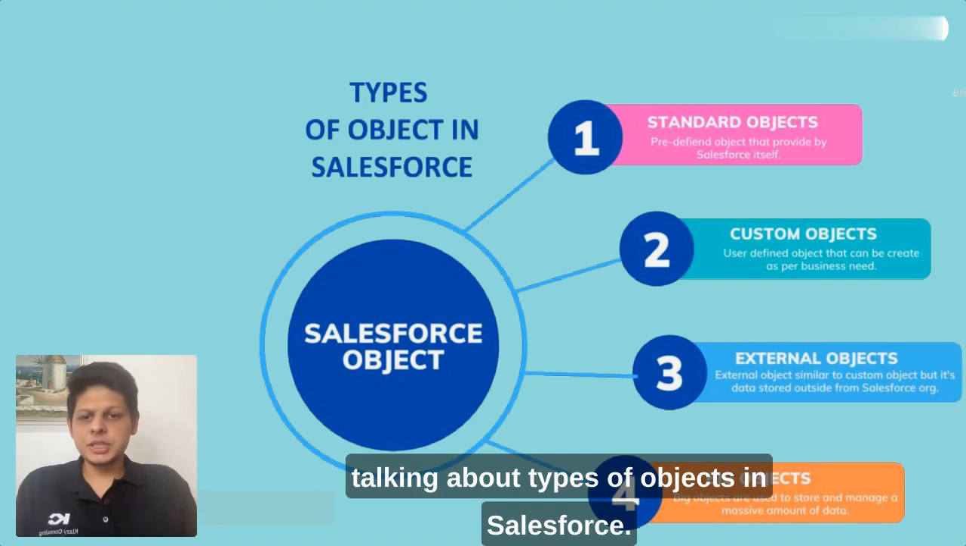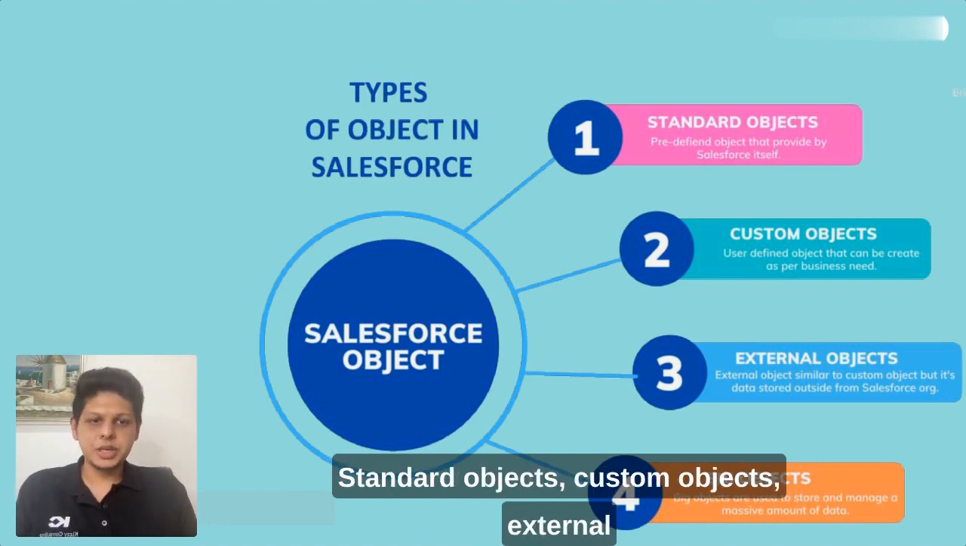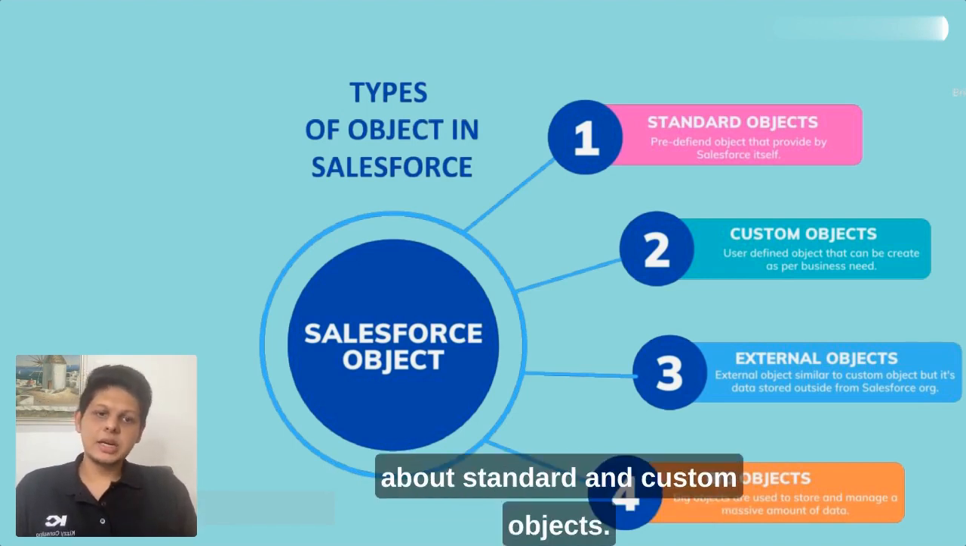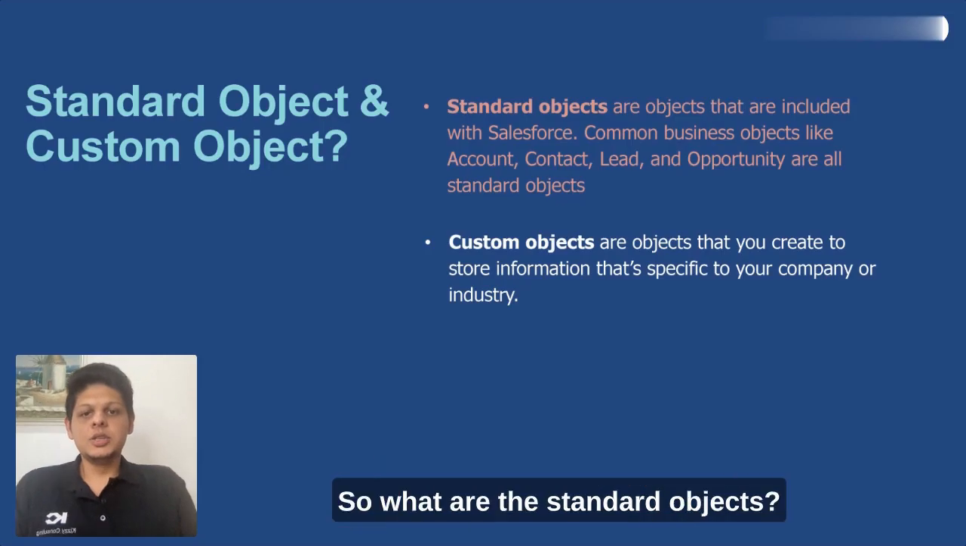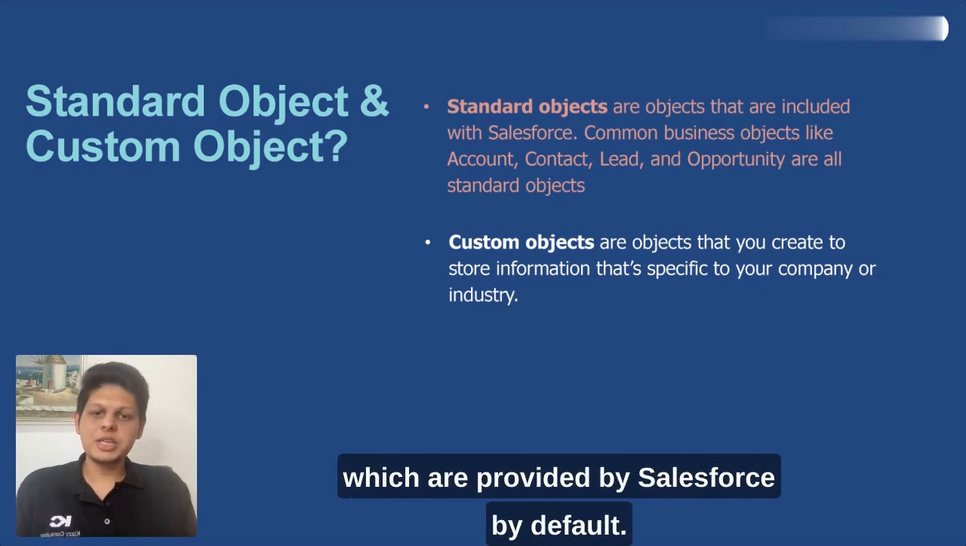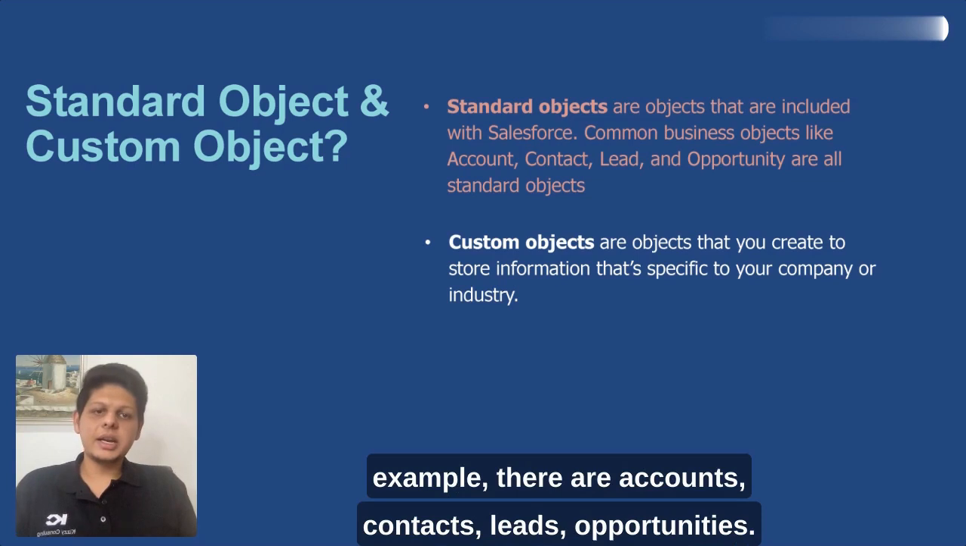Talking about types of objects in Salesforce. Salesforce has four types of objects: standard objects, custom objects, external objects, and big objects. Today we'll be talking more about standard and custom objects. So what are standard objects, right? Standard objects are objects which are provided by Salesforce by default. Just to give you an example, there are accounts, contacts, leads, opportunities.